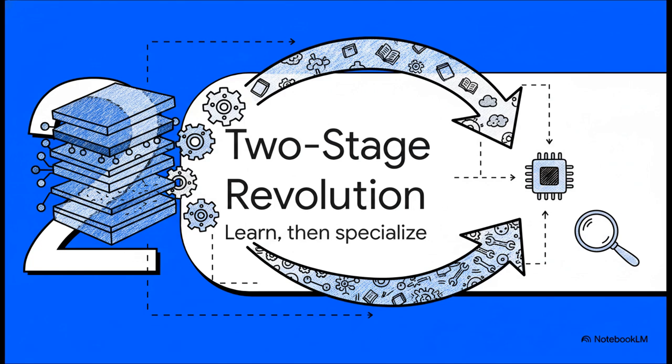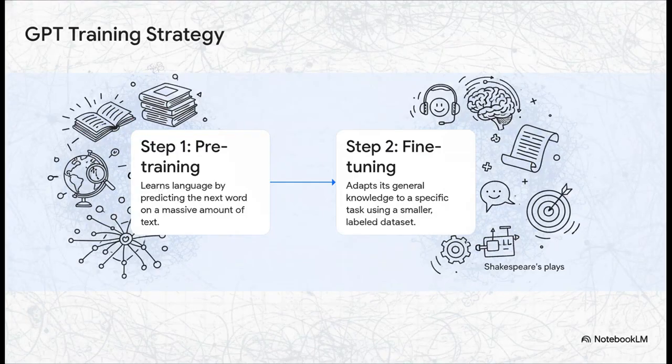The way it's trained was just as revolutionary, and it all happens in two very distinct stages. First up, there's pre-training. Think of this like the model's general education. It reads a huge chunk of the internet, not for any specific purpose, but just to get really, really good at one thing, predicting the next word. After that, you get fine-tuning. This is like its specialized job training. The model takes all that general knowledge and applies it to a much smaller, specific set of data, like, say, customer service transcripts, or, in our earlier example, all of Shakespeare's plays.